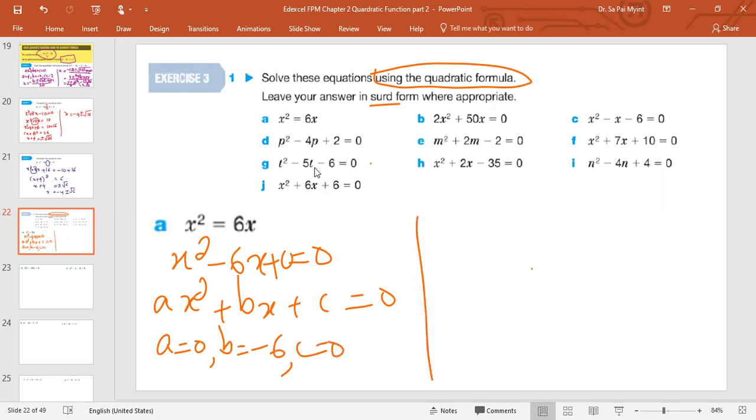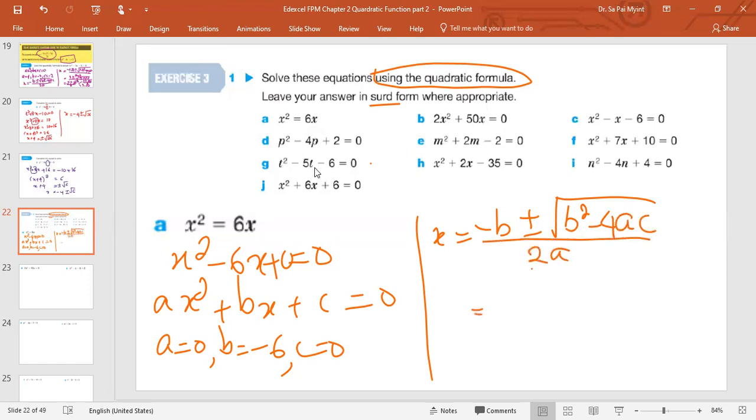After comparing, you have to write down the quadratic formula. x equal to negative b plus or minus square root of b squared minus 4ac, over 2a. After that, you substitute. Minus b is minus minus 6, plus or minus square root of b squared minus 4ac. Here c is 0, so 0 multiplied by any number gives 0.